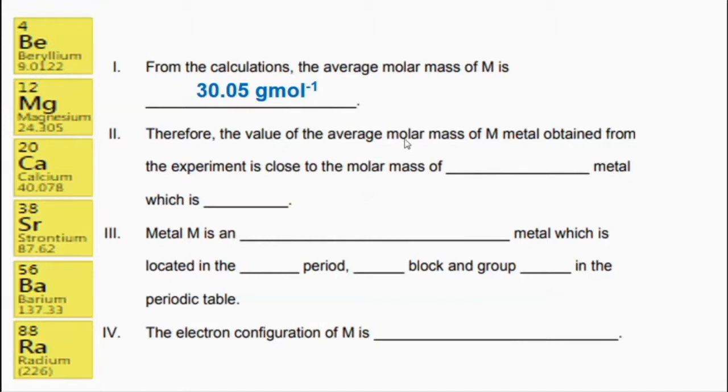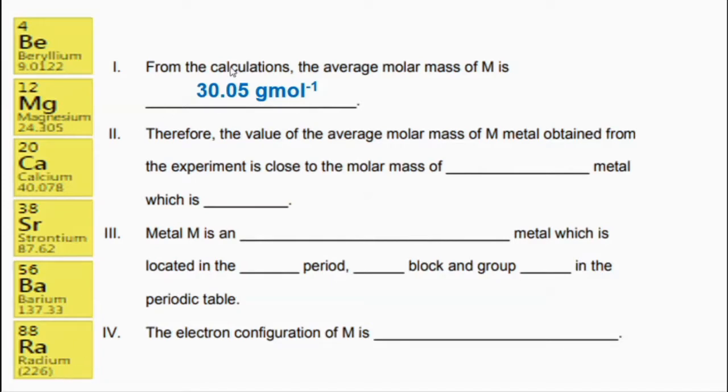The value of the average molar mass of M metal obtained from this experiment is close to the molar mass of, right, the first clue given to you earlier in this experiment: we knew that this M metal is an alkaline earth metal. So what are the members of the alkaline earth metal group? Here they are: beryllium, magnesium, calcium, strontium, barium, and radium.